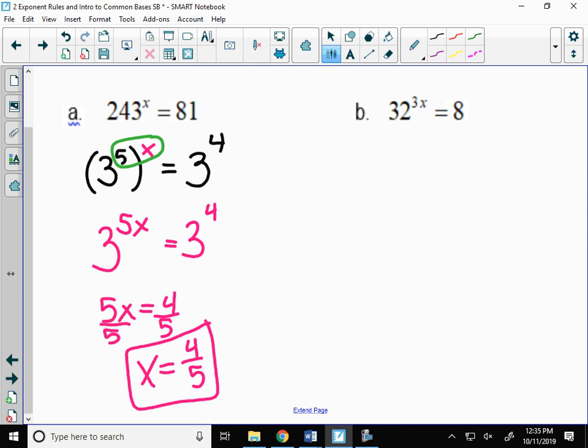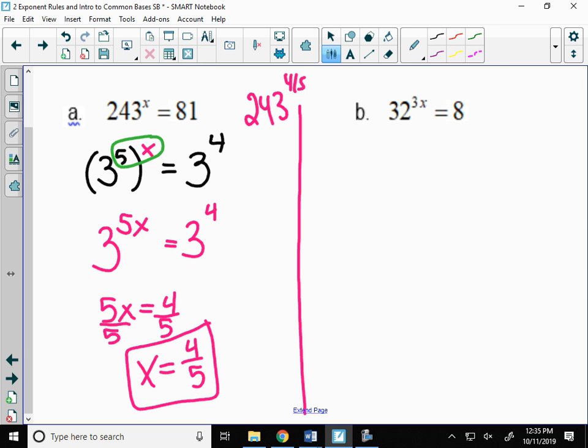And again, if you wanted to check your work, grab your calculator right now. Can you type 243 to the 4 over 5 power into your calculator real quick? Good, check your work. What'd you get? 81. Okay. All right, let's try B.